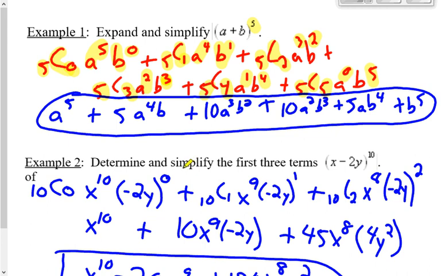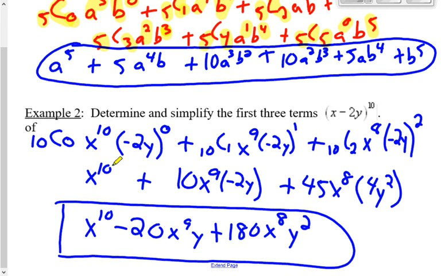Okay, so although that's the first time doing that, it would be much faster than you having to write out a plus b and FOIL that 5 times. Let's look at example 2. It says determine and simplify the first 3 terms of this.